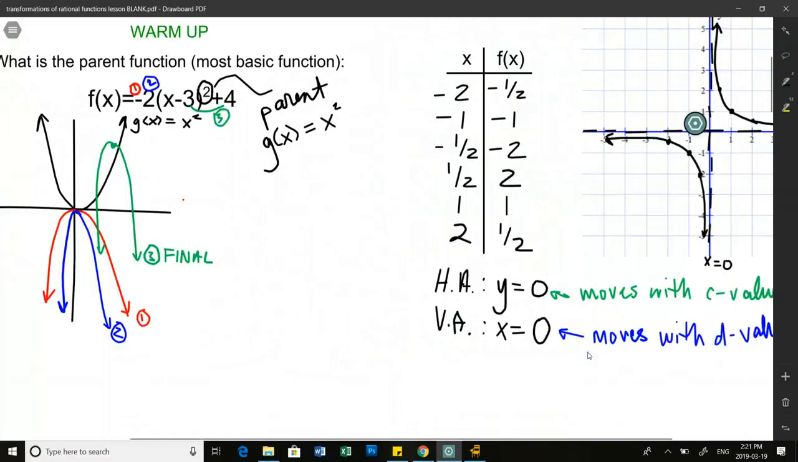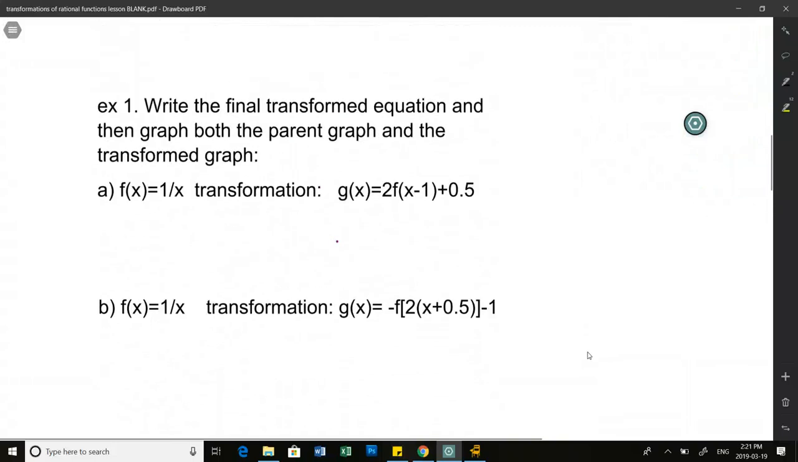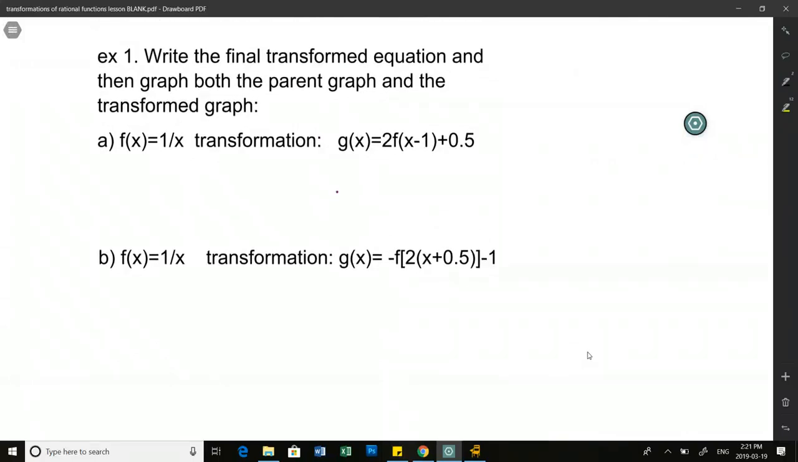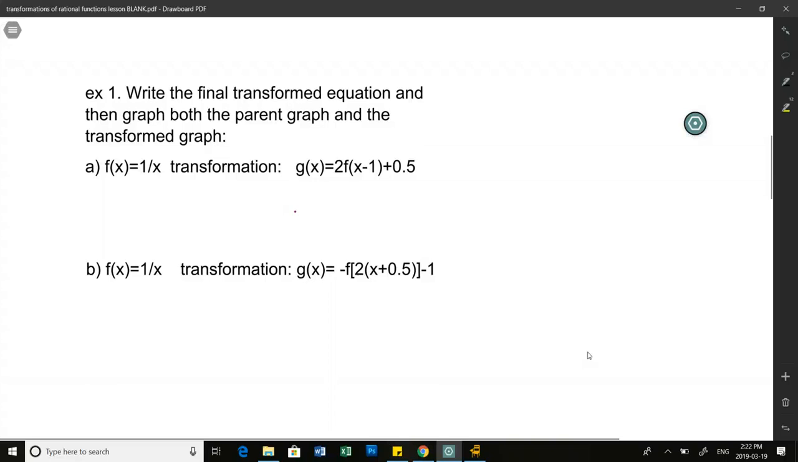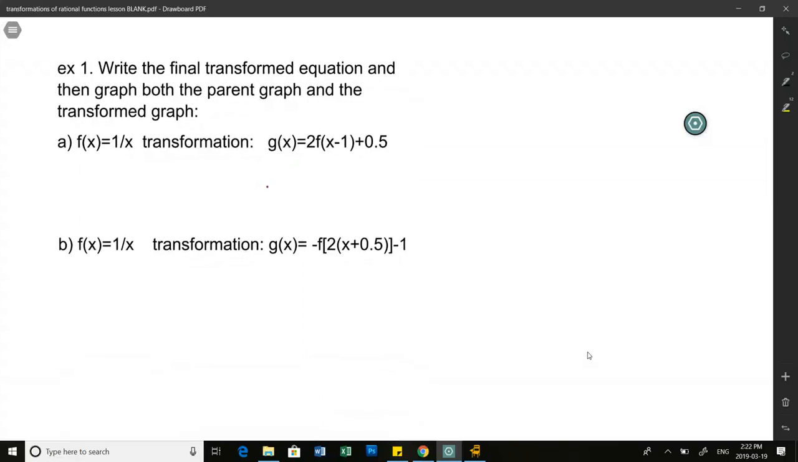Okay. So I'm not going to do tons of examples today. We're just going to touch on how we write these as the final transformed equation, like how we label the graph, and then we're going to use these two guys right here and do the actual transformations, and that's pretty much it. So you guys should have a good amount of time to practice today.